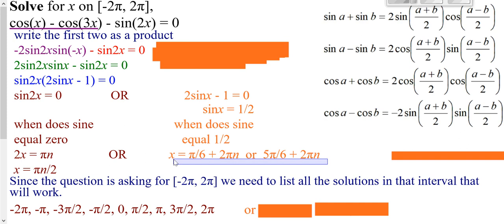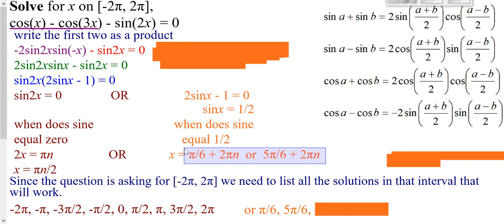But I also have to do that here for this one. So I could plug in 0 for n in each one, and I get pi over 6 plus 5 pi over 6. I could try plugging in 1. Well, then it would be 2 pi plus something and 2 pi plus something, which I know is beyond 2 pi. So I'm not going to plug in 1 because it's outside of my interval.